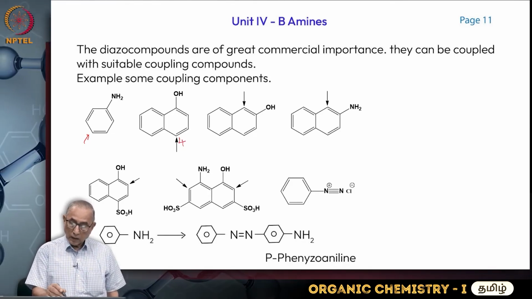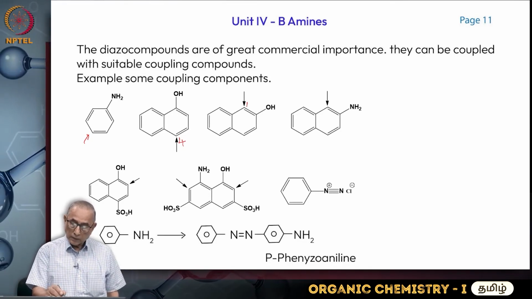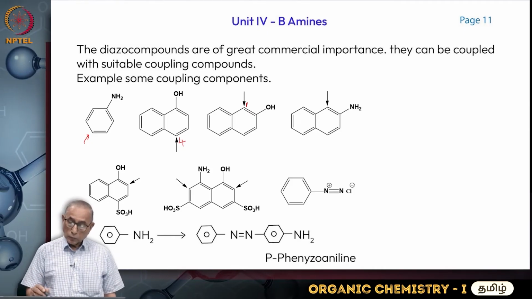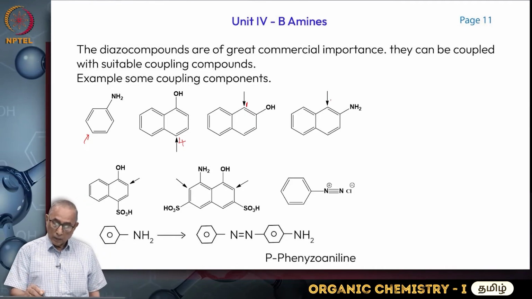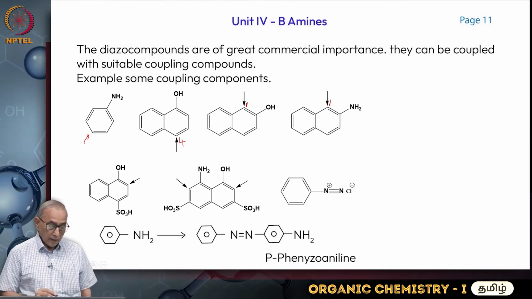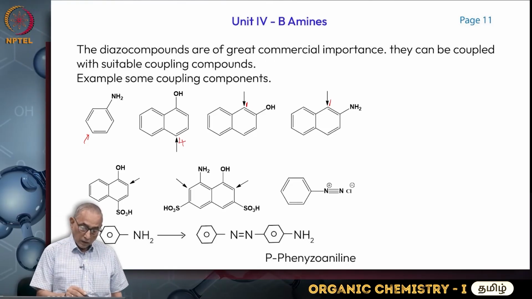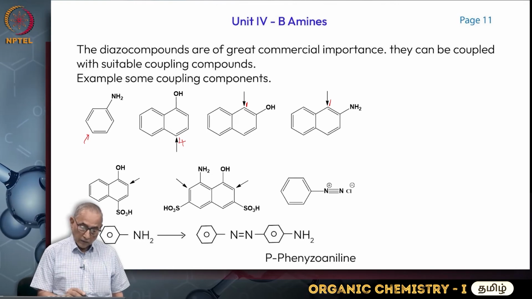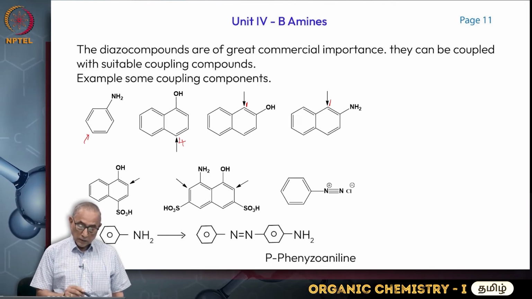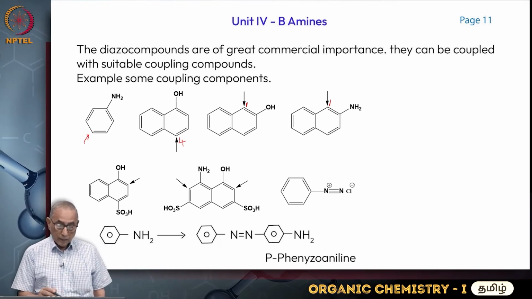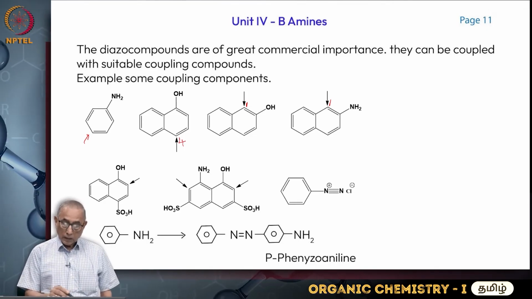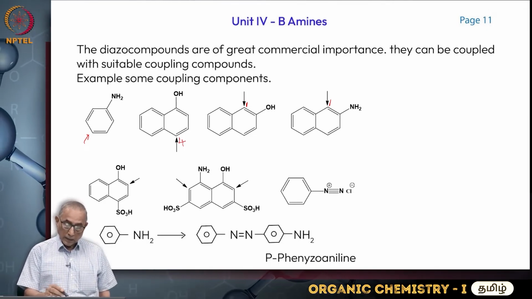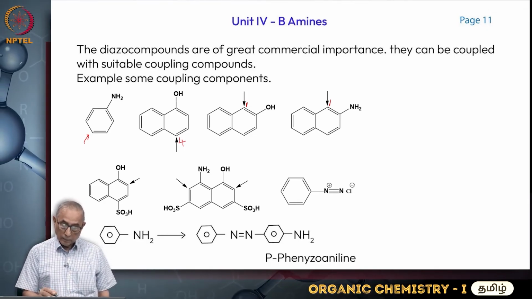If it is 2 naphthol, it will couple at the 1 position. If it is 2 naphthylamine, it will couple at the 1 position. If you have 1 naphthol 4 sulfonic acid, it will couple at the 2 position, because this sulfonic acid group is at the 4 position, so coupling cannot happen there. This particular compound is commercially a very important coupling component.